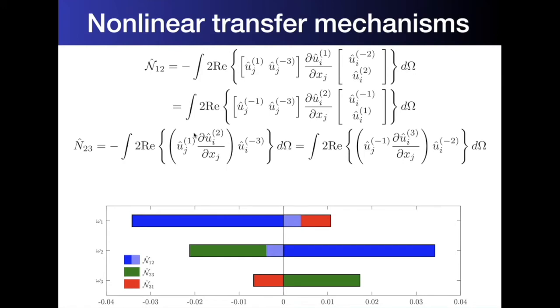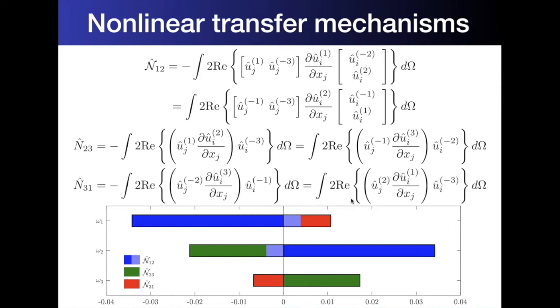Now, we've truncated at 3 harmonics. Had we gone up to 4, we would have 2 terms, but we only have 1 term here. And this is the transfer between 2 and 3. Here 2 is the source mode, and it's giving to 3, and that's represented by this green bar. So omega 2 is losing energy and omega 3 is gaining energy.